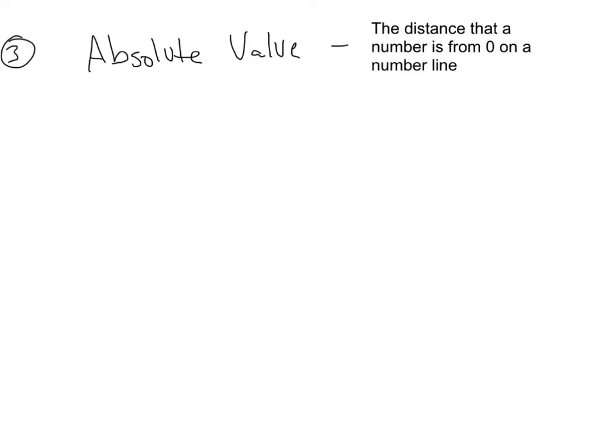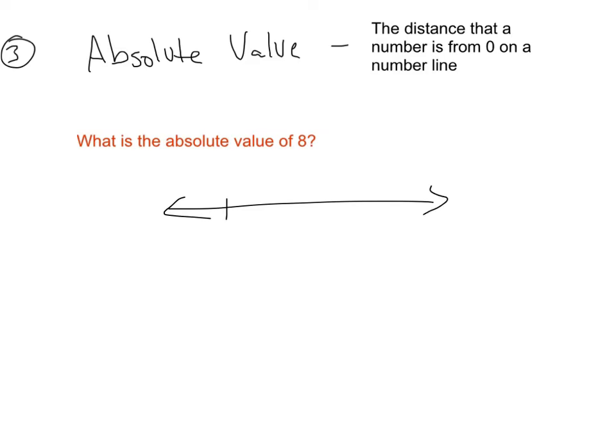So if I wanted to know what the absolute value of 8 is, well, I could draw a number line and say, okay, we're going to put 0 there. 1, 2, 3, 4, 5, 6, 7, 8 right there. And I'm going to figure out, alright, how far is 8 from 0? Well, it'd be 1, 2, 3, 4, 5, 6, 7, 8. Okay, so the absolute value of 8 is, well, 8, because it was that distance right there.